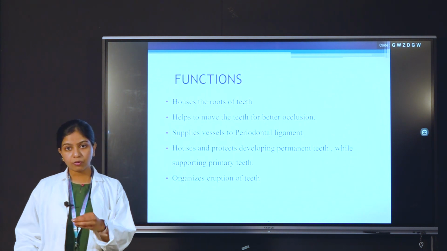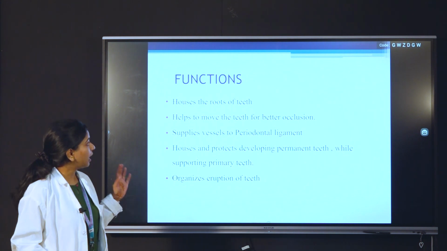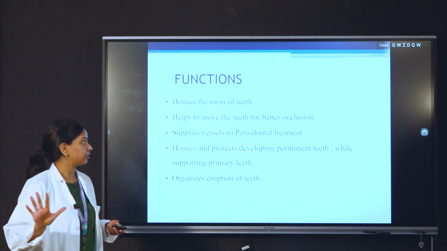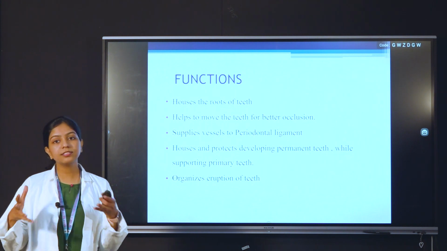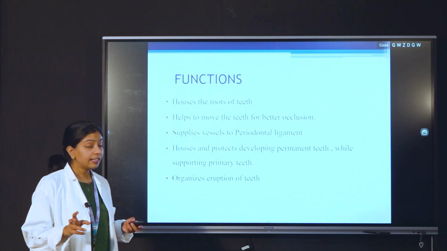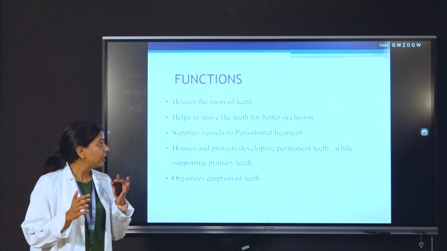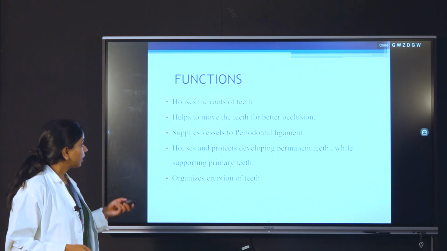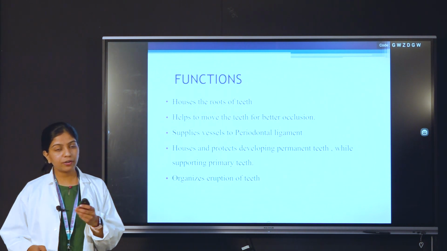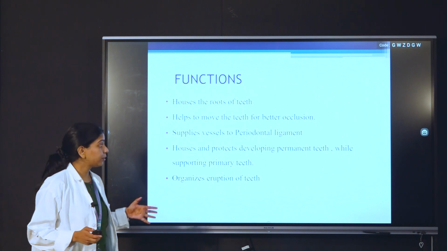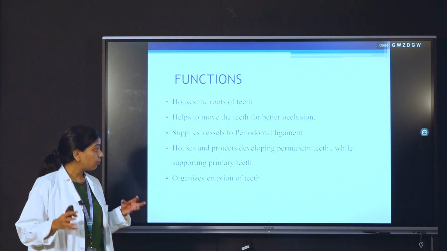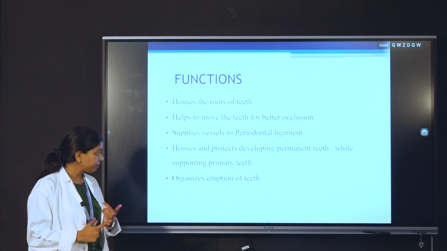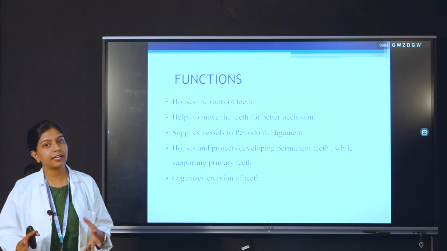So talking about what are its functions, okay. So alveolar bone has 5 classic functions. The first is it houses the roots of the teeth. Second, it helps to move the teeth for better occlusion. It also supplies vessels to the periodontal ligament. It houses and protects developing permanent teeth while supporting the primary teeth. And finally, it organizes the eruption of the teeth.